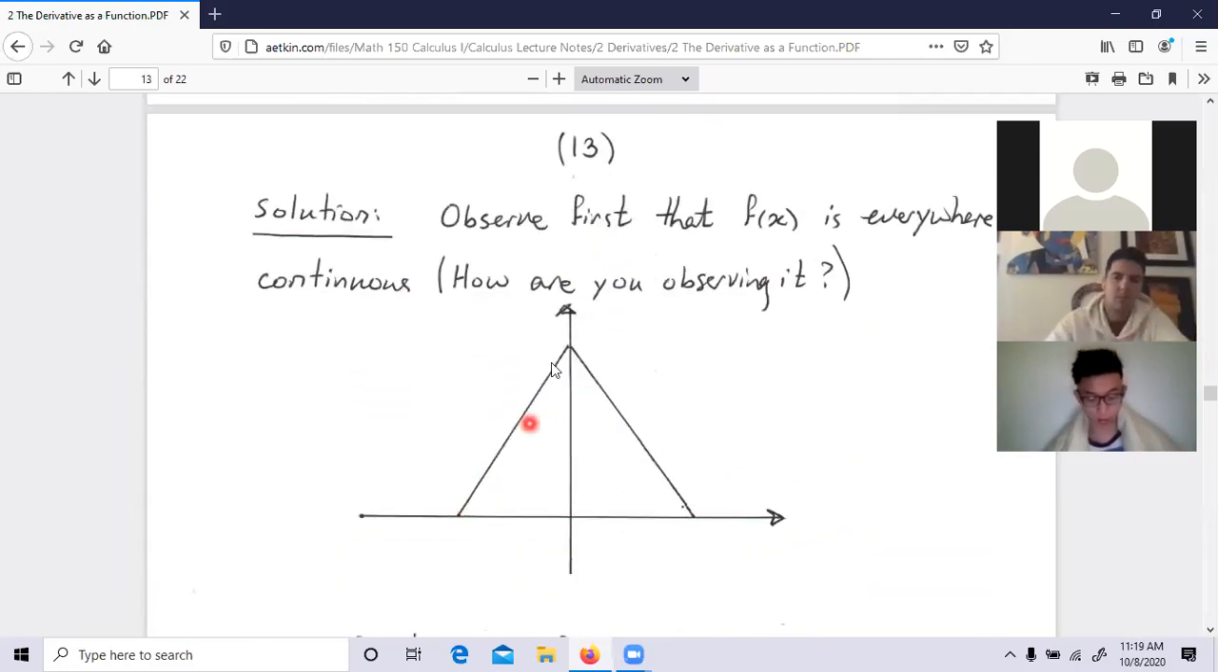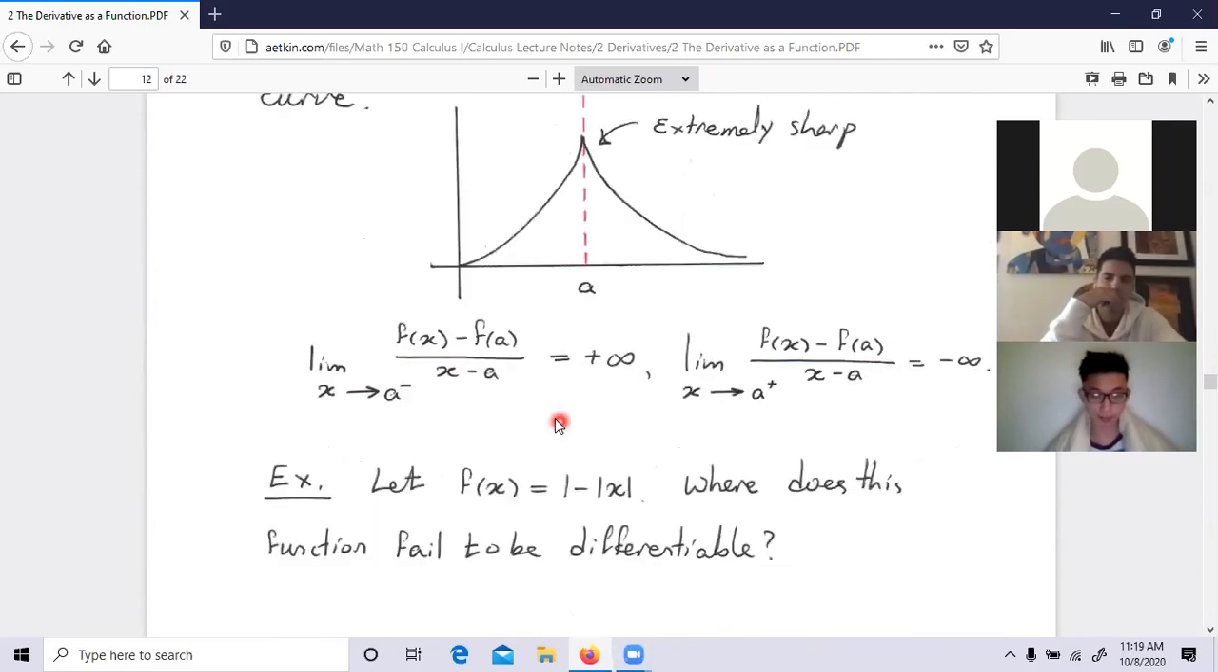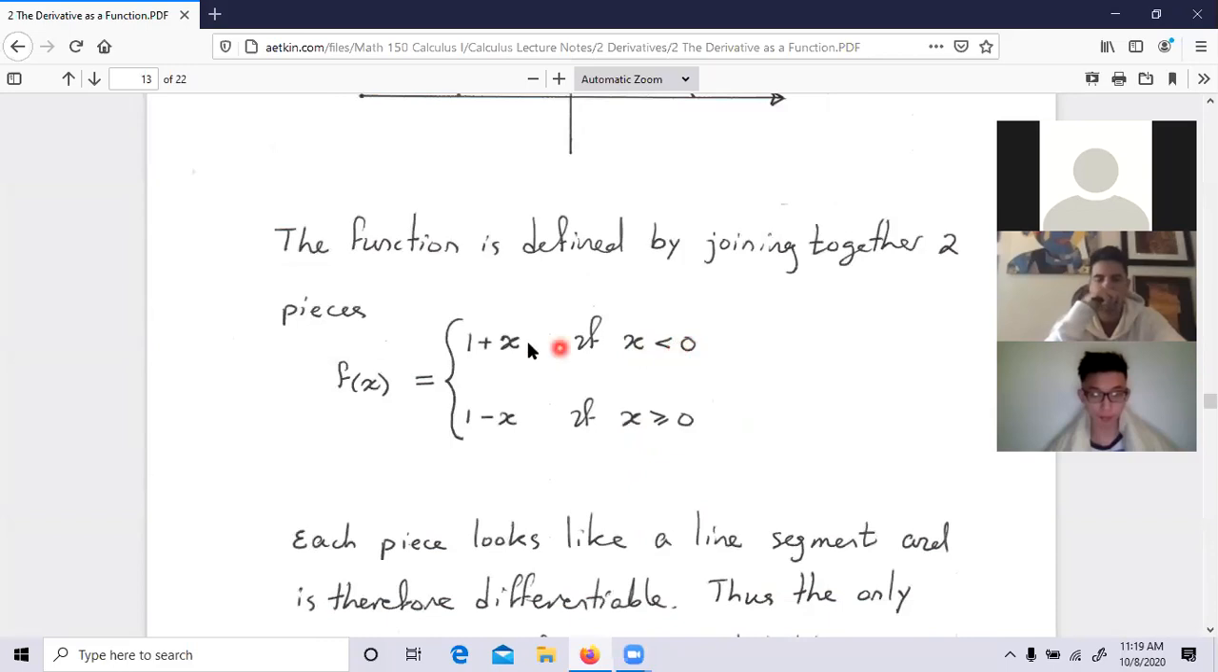So this is the graph. I drew it for you, but that's not necessary, right? Here is how you can think of it without drawing the graph. What is absolute value of x? Absolute value of x is negative x if x is less than 0. Look at it, we subtract absolute value of x. So we are dealing with 1 plus x, 1 minus x.